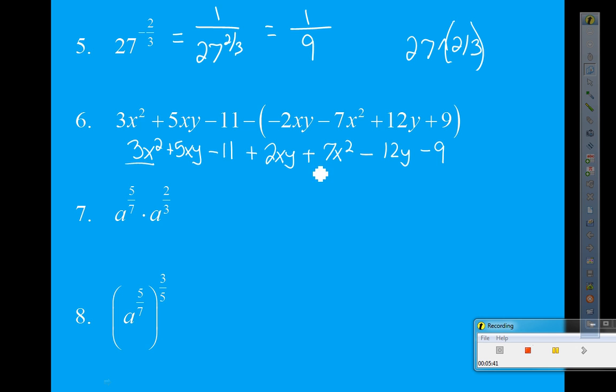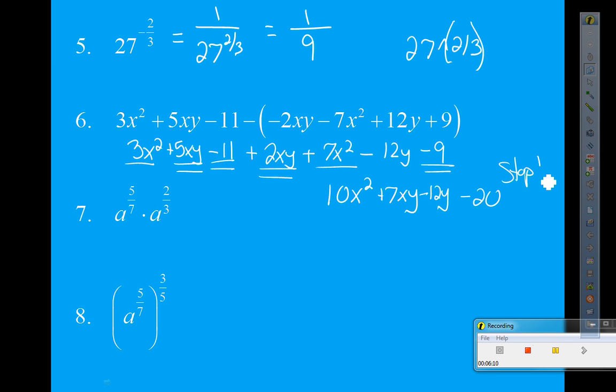Here's an x squared, here's an x squared, so that's going to yield me 10x squared. Here's an xy, here's an xy, that's going to give me 7xy. Here's a negative 11 and a negative 9, that's going to give me negative 20. I left a little gap here because I see that there's still a 12y that needs to be used up. So there's my answer, and then stop, because there are no more like terms in there, so you're done with that one.